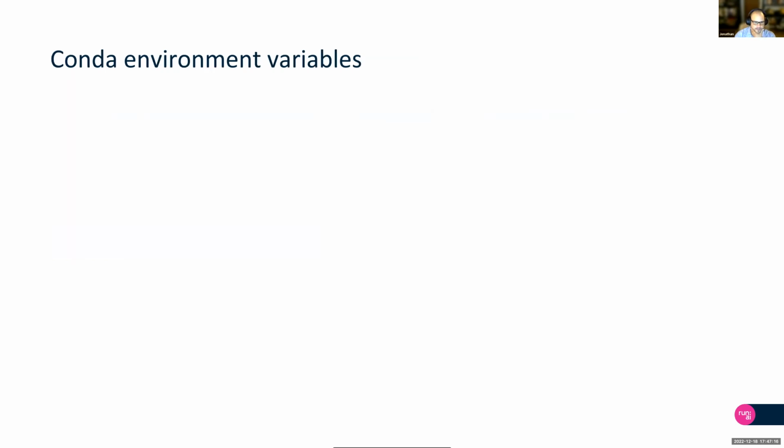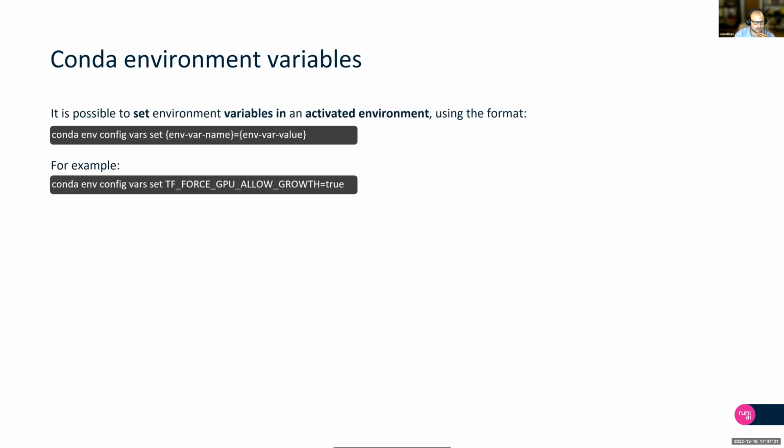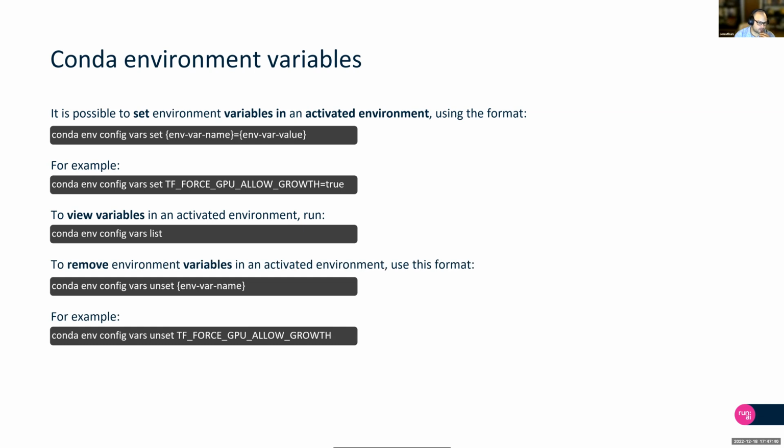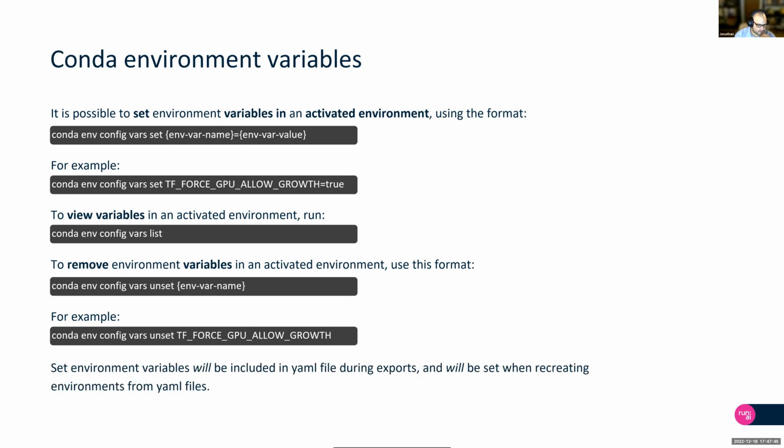And then finally, regarding environment variables, you can set environment variables in an environment so that whenever the environment is activated, it will have that environment variable ready. And you do that using this particular template. You can also view the variables by running this command. And then, of course, you can also remove environment variables by using this format here. And then if you do set environment variables, they will be included in your exports, and they will be set when you're recreating the environments from a YAML file.